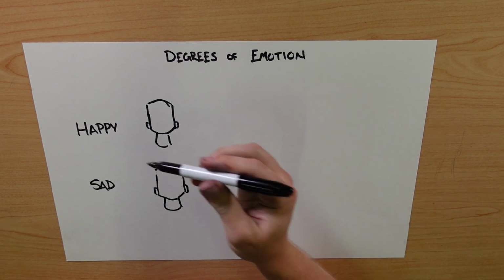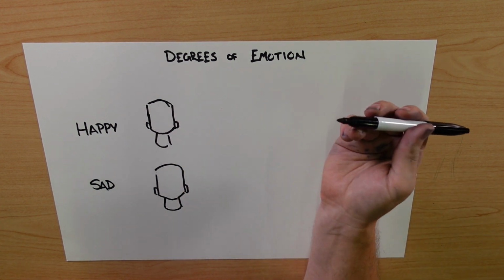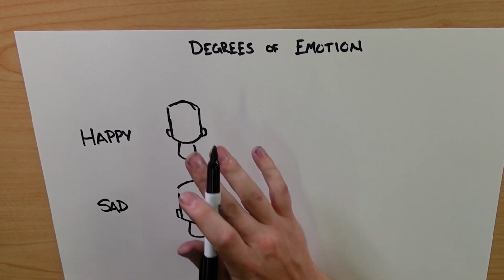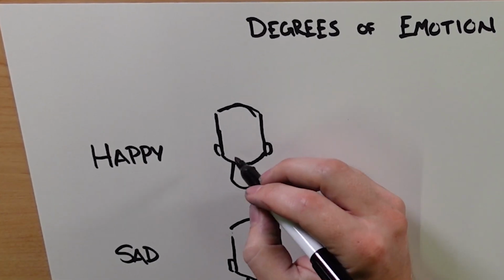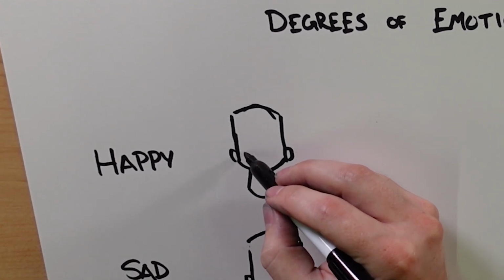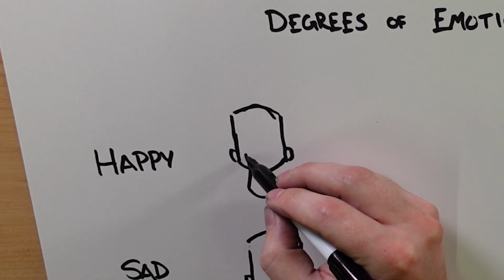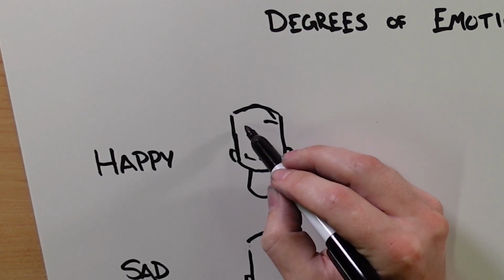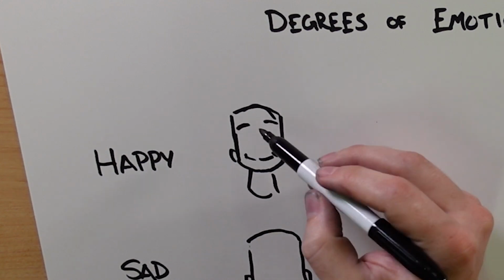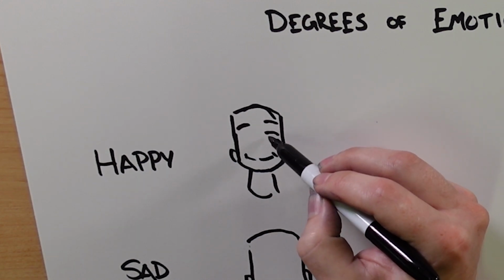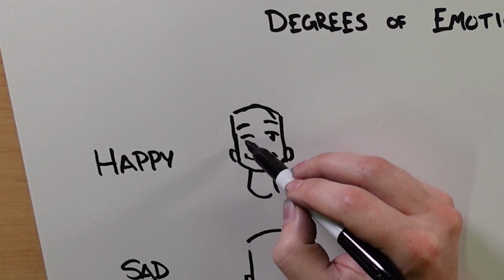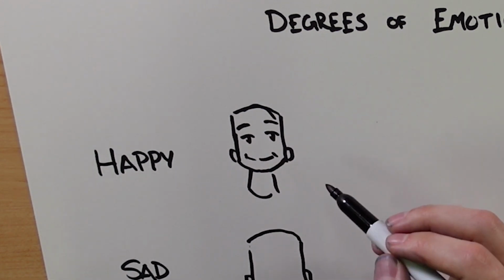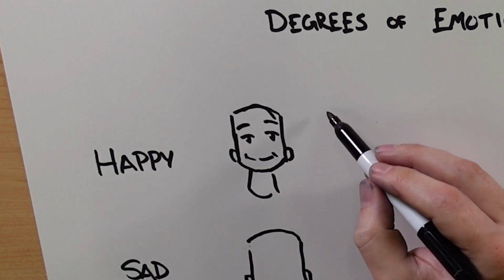So first I'm going to do happy or happiness. And so on the more subtle end of the scale, it's not going to be a very visually striking display of emotion. You're just going to have a smile with maybe kind of an upturn in the eyebrows here, and the eyes are just in a very neutral position.